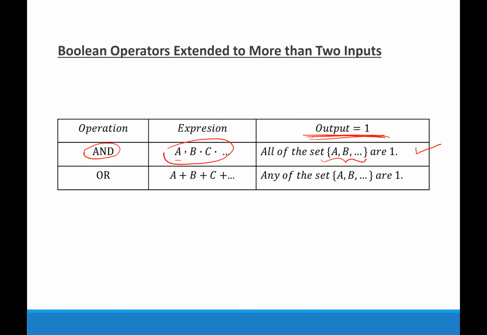And in the next case, we take the OR operation. Now here we have more than 2 inputs. This is the expression for the OR operation. We take the addition of all inputs. Now how do we get the output equal to 1 for the OR operation?